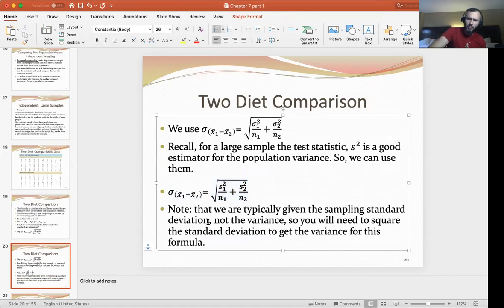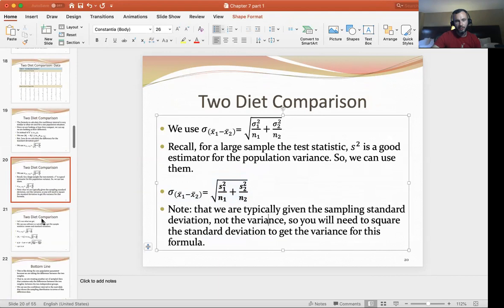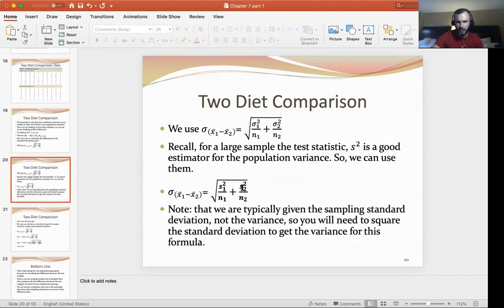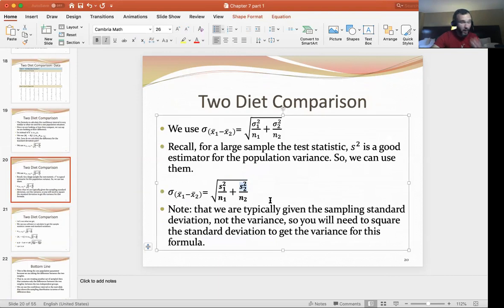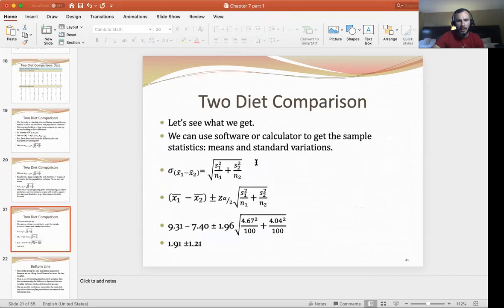Okay? We're typically given the sample standard deviation, not the variance. We're typically given the standard deviation, the S, not S squared. So you're going to need to square it to plug it into the formula. That's just a little logistical note. Everybody got that? Just note, this is S squared that I'm talking about here. So if you're given S, you do have to square it in the formula.